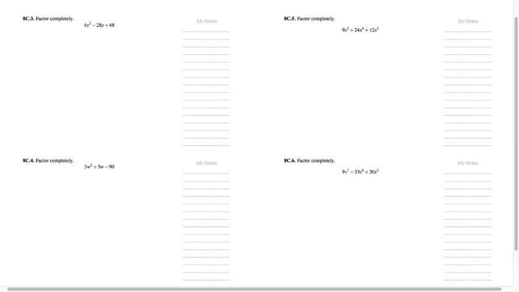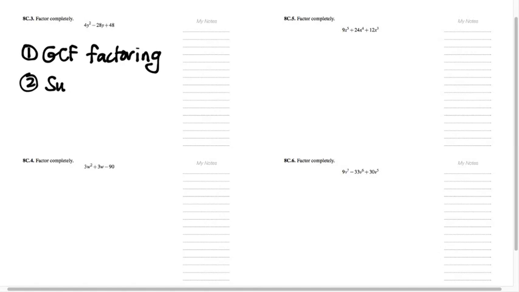First was factoring out the greatest common factor, GCF factoring. That was the first kind of factoring that we ever did when we started our previous topic. The second was the sum and product method, sum and product for trinomials. This is the method where we say we need 2 numbers that add together to give me this and also multiply together to give me that.